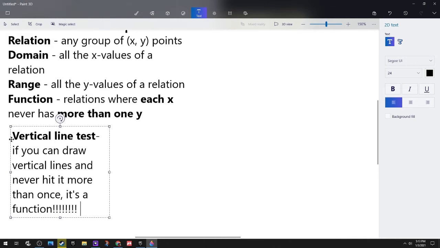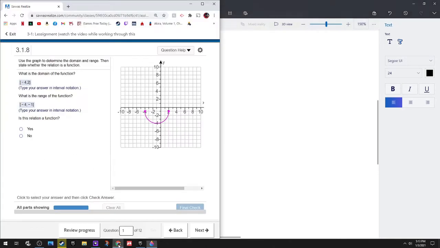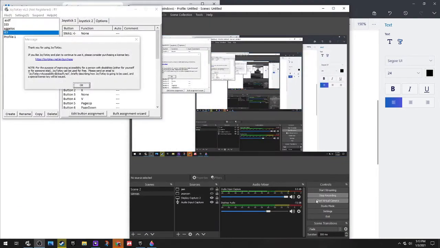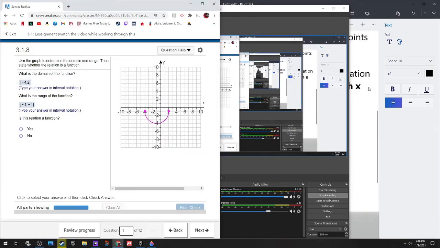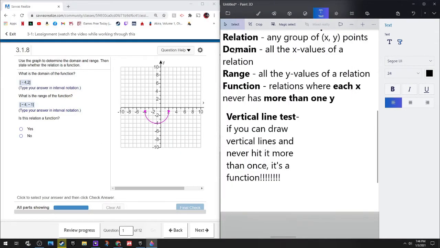Woo! All right, so let's look at this problem and see if it's a function. Okay, so all the groundwork's been laid. All we have to do now is look at this picture and ask ourselves, is this relation a function? So we just got to go, hey, can I draw vertical lines, and do those lines ever touch it more than once? Nope, they don't. Once or none. So we're good.